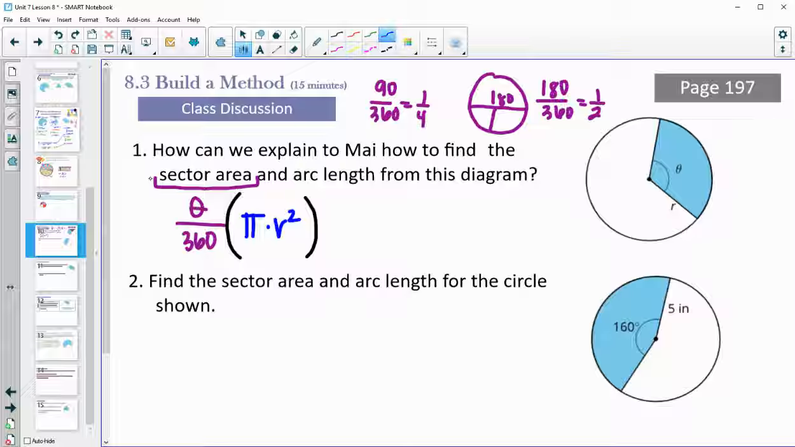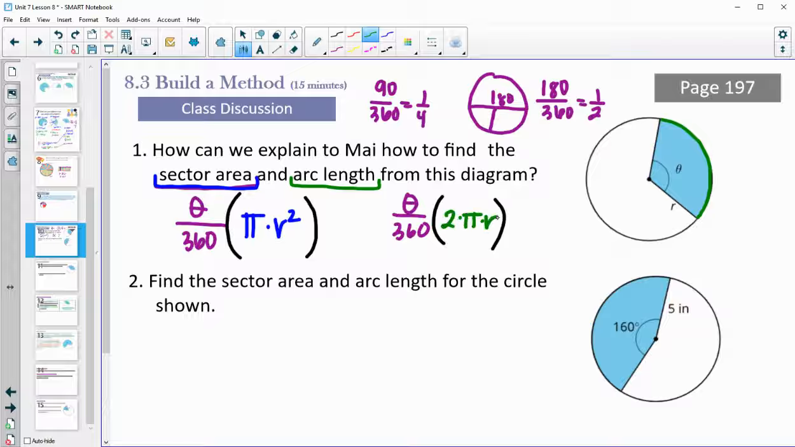Or when we're doing, and let me put this in blue for sector area, or when we're doing arc length, so when we're looking for just this arc length, then we still want to be looking at the portion of the whole circle. So how many degrees out of 360 do we have? And then this time we're looking for a portion of the total circumference. And the total circumference is 2 times pi times the radius. So we'd figure out the portion we have and times it by the circumference.